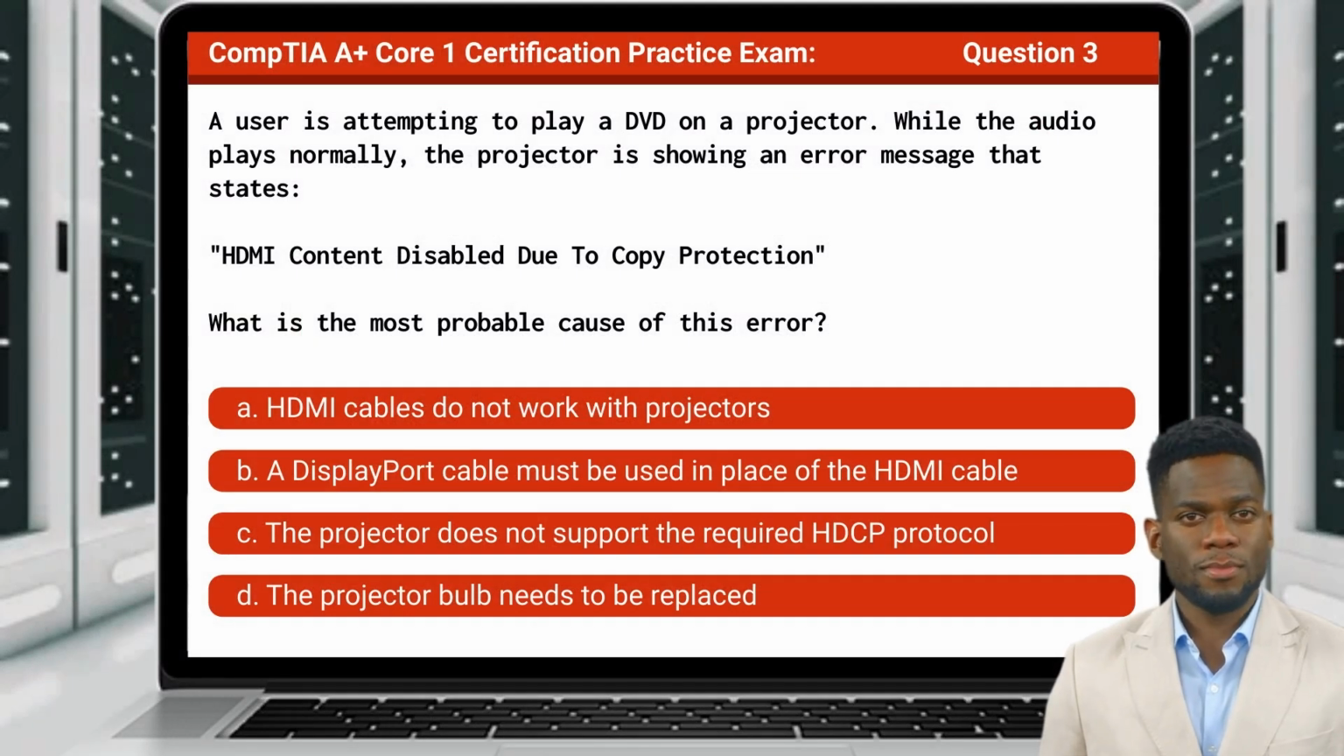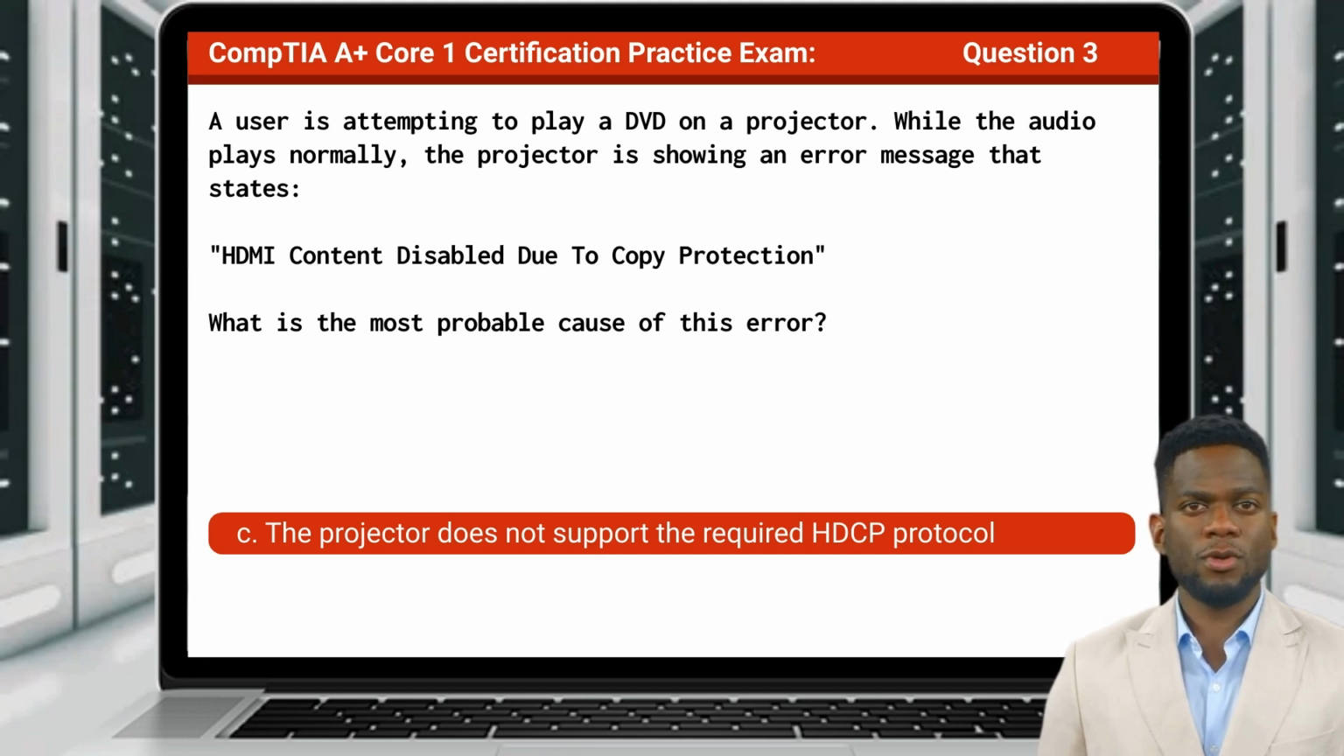Question 3. A user is attempting to play a DVD on a projector. While the audio plays normally, the projector is showing an error message that states, "HDMI content disabled due to copy protection." What is the most probable cause of this error? The answer is C. The projector does not support the required HDCP protocol.